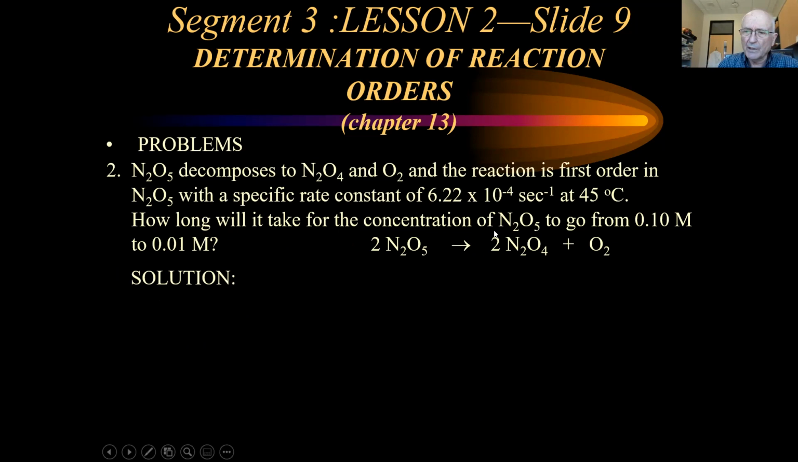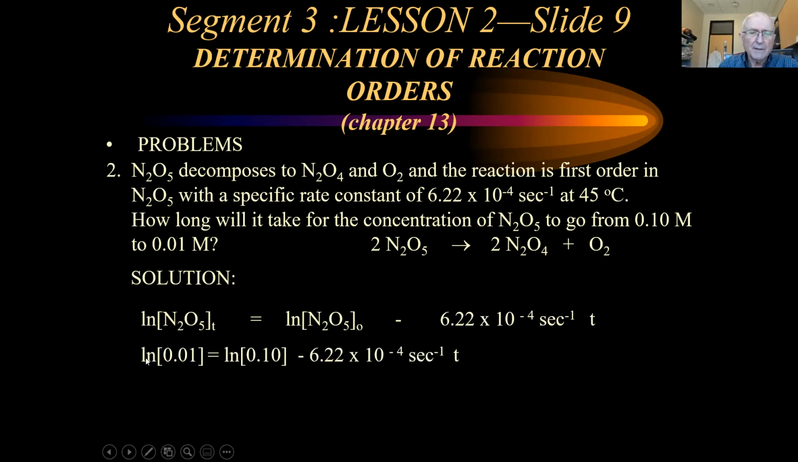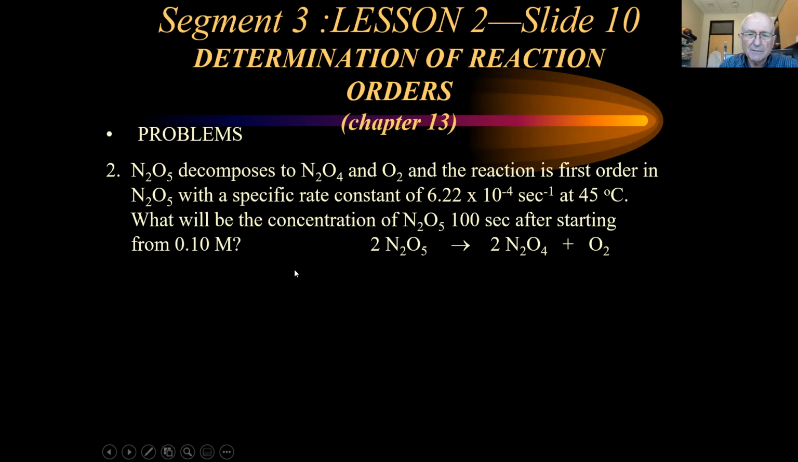How long will it take for the concentration to go from 0.1 to 0.01 in this reaction? Well, if it's first order, the relationship is the log of N2O5 at any time is the initial value minus k times the time. So I have my data. The concentration that I wanted is 0.01. What I started with was 0.1. I know the rate constant. I can solve for the time. I think 3,700 seconds. That's a pretty long time for that to happen, but that's what the data says.